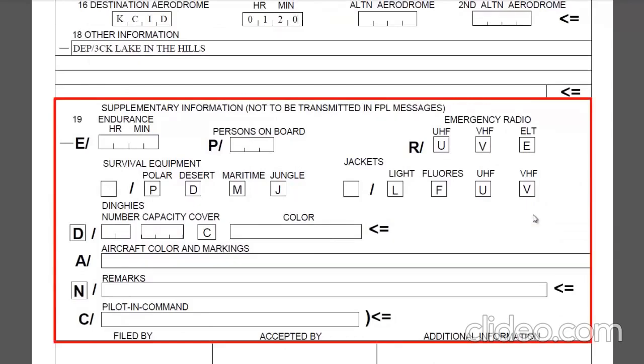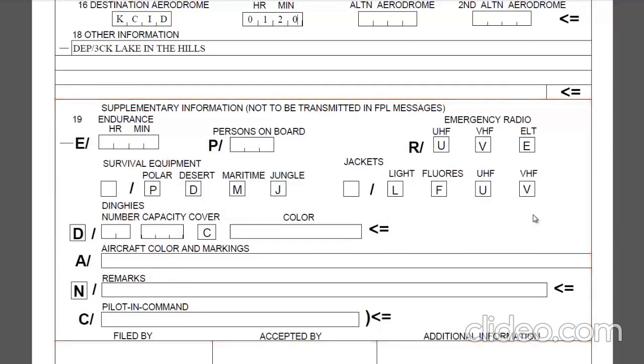Information is not going to be transmitted with a flight plan, but it is kept for emergency purposes. It's like search and rescue information. So starting with number 19, next to the E, where there's E and a slash, this is where you put the total fuel available in hours and minutes.